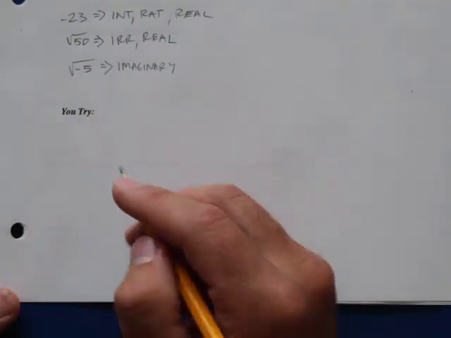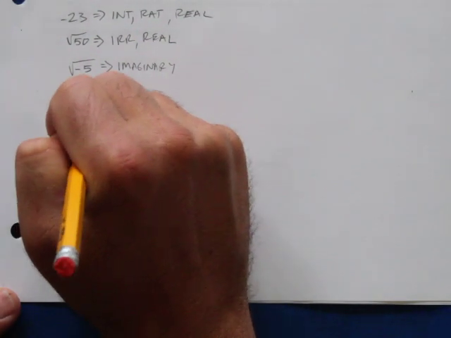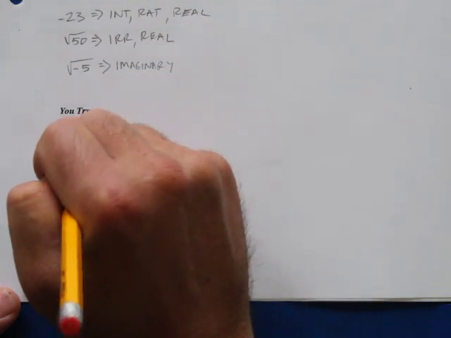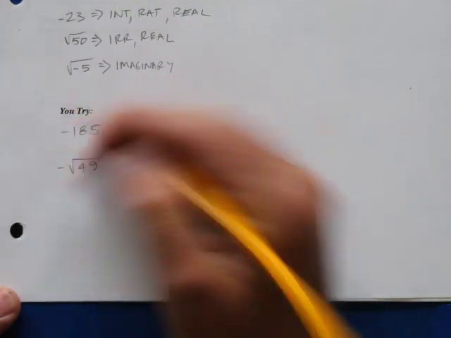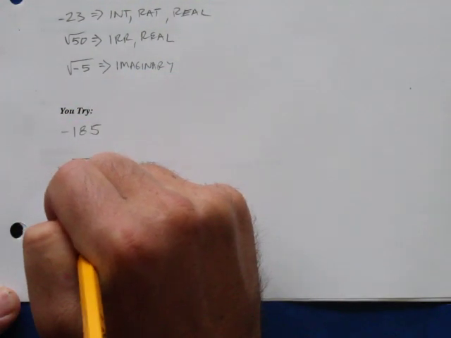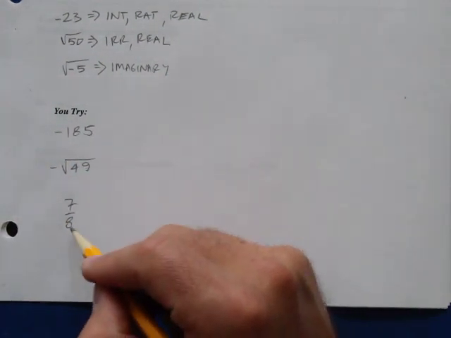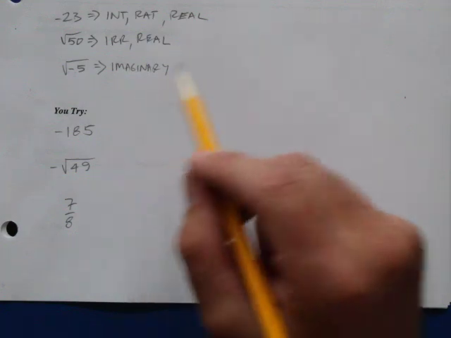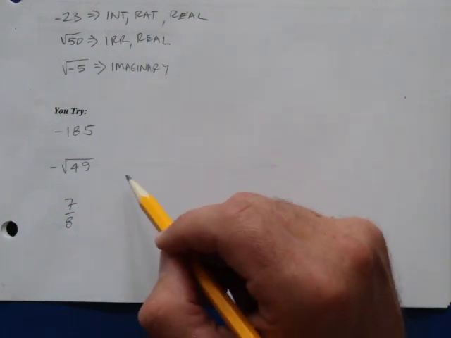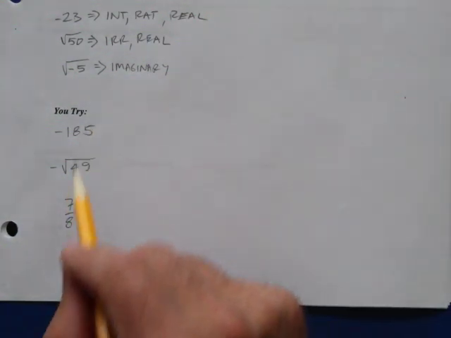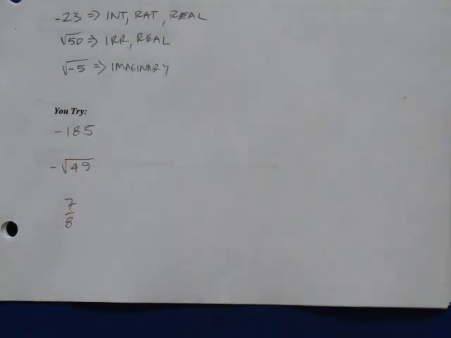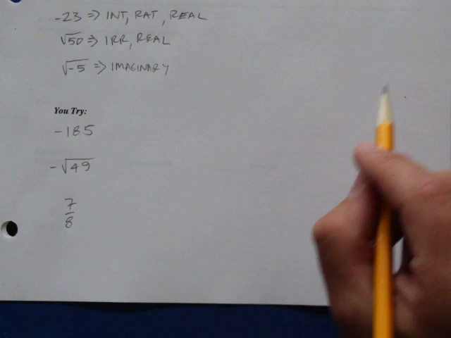So let's do some "Your Tries" here. I'm going to give you a few numbers: negative 185, negative square root of 49, and 7 over 8. You decide what categories these numbers should fit in, and then we'll check your work here in just a second. So go ahead and pause and see if you can figure out where these belong. All right, let's see how you did.